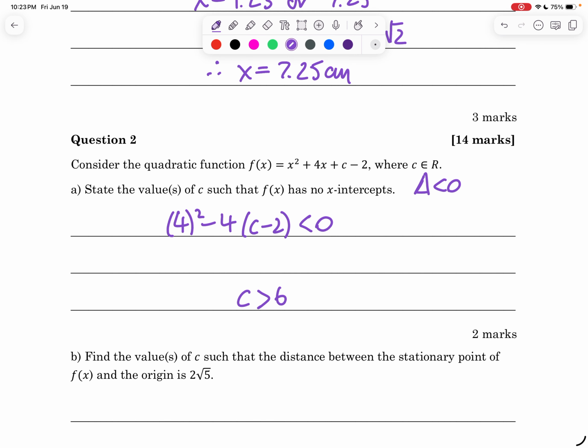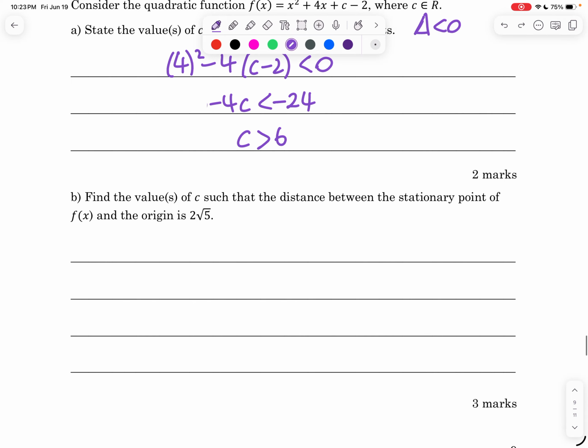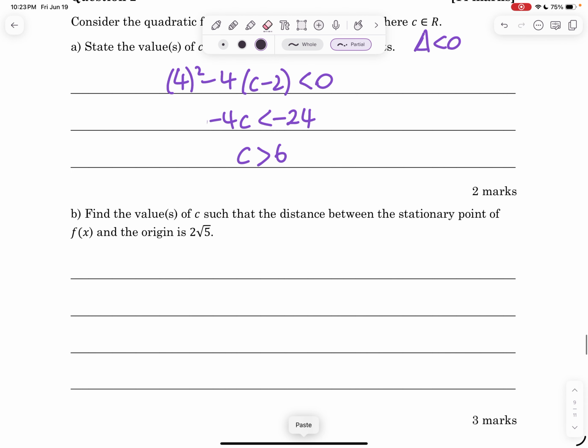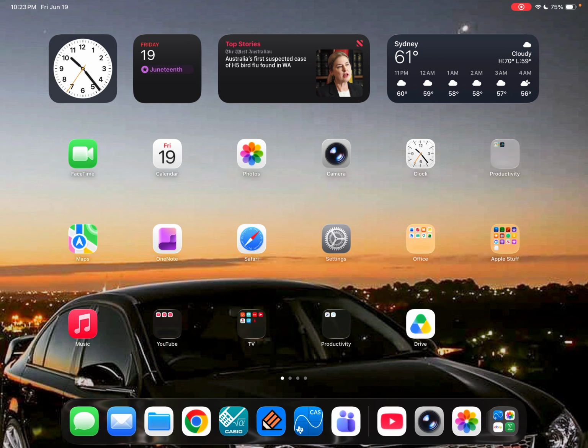So if we solve this, we get 16 minus 4c plus 8 is less than 0. Bring that to the other side, negative 24. When we divide by a negative, we flip the inequality, so it makes sense that c is greater than 6. Find the distance between the stationary point of f of x and the origin is 2 root 5. So we need to find the turning point of that.